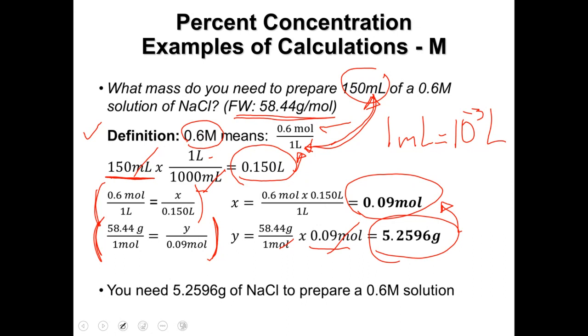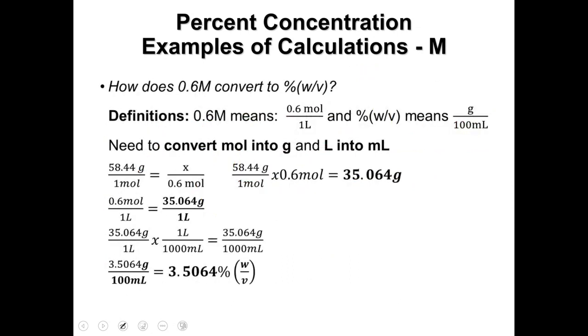Okay. Now, we said before that molarity relates to weight over volume, so it can easily be converted into weight over volume. Sometimes it's very helpful. Personally, I prefer to reason in percentage weight over volume. It's more direct when I need to make solutions. So how do you convert molarity into weight over volume? Going back, say, to this example, how does 0.6 molar convert to percentage weight over volume? That way, the next time you can make your solution faster.